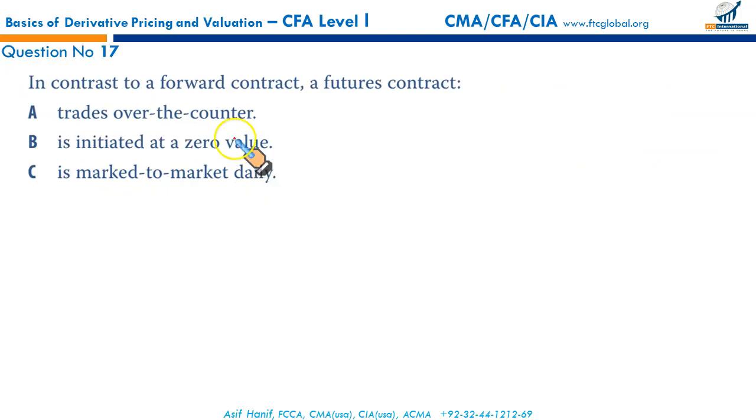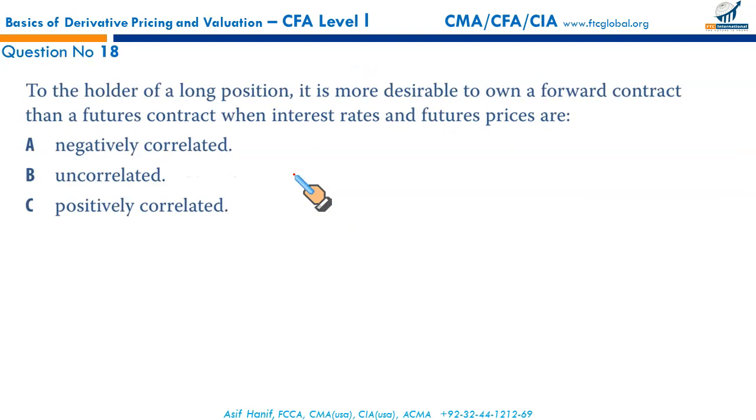In contrast to forward contracts, future contracts trade over the counter. No, future contracts are exchange traded. This is the incorrect option. Future contracts are initiated at 0 value. That is true for forward as well. We are looking for a unique characteristic that is correct for futures contract. Yes, future contracts are marked to market on daily basis. This is a correct statement. Future contracts are marked to market on daily basis, and then the gains and losses are either charged or credited to the account. That makes C the correct option.